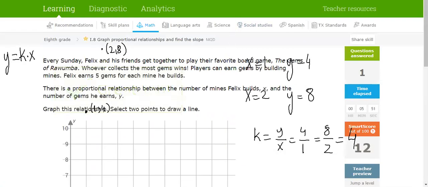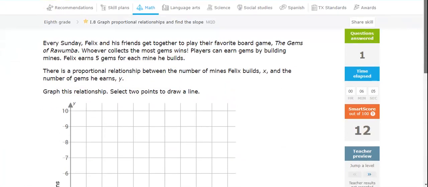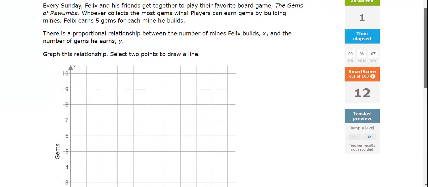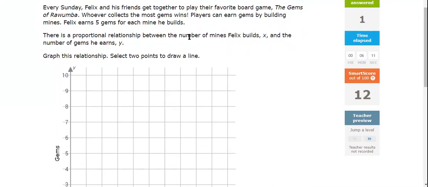And now let's see another example. Let me clear all this and let me scroll down. All right, first of all, let's look at this information. What is x? The number of mines Felix built. And what's y? The number of gems he earns.